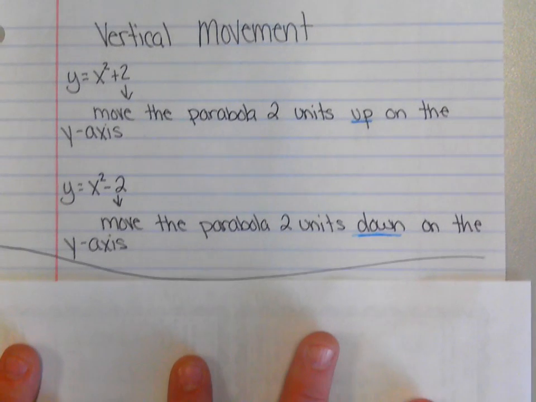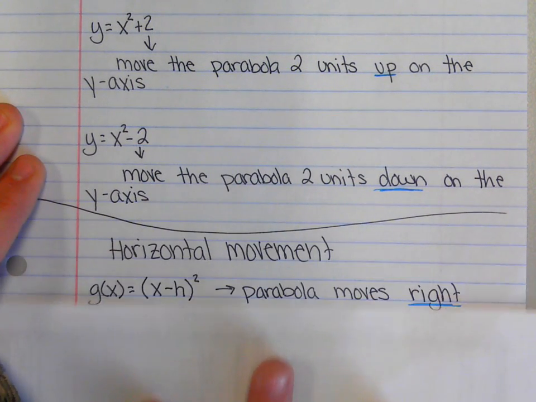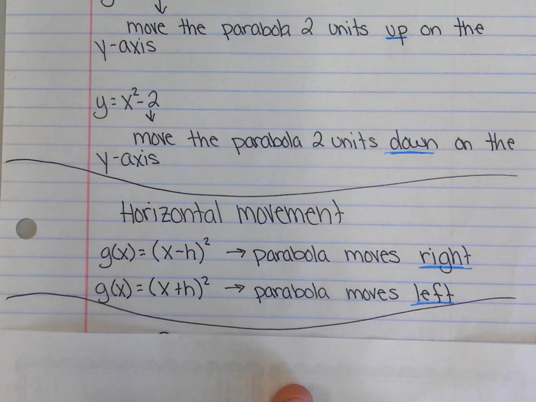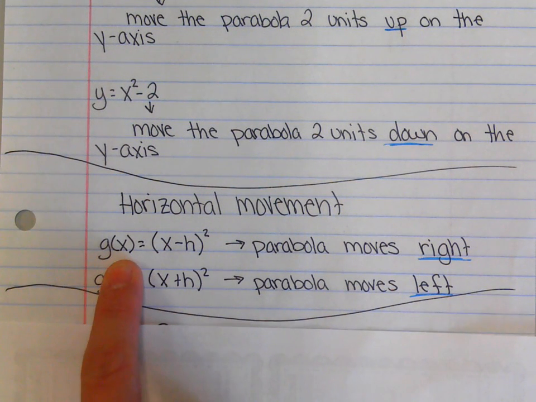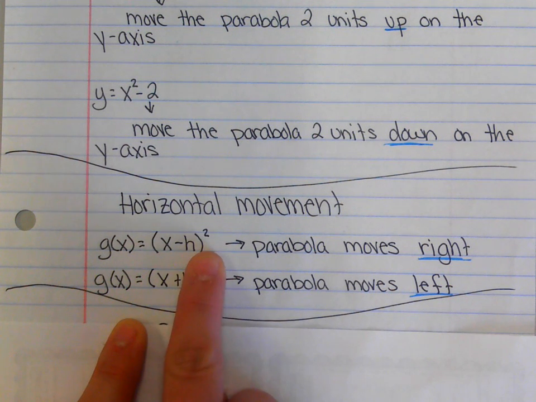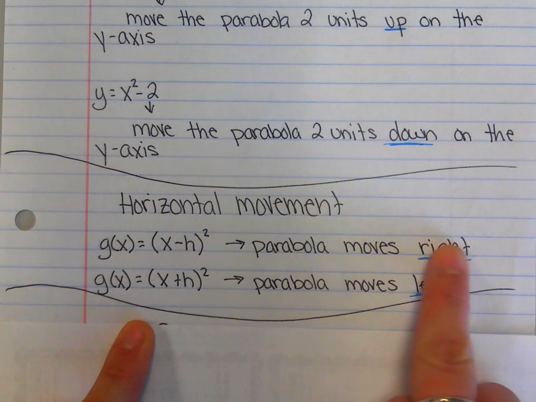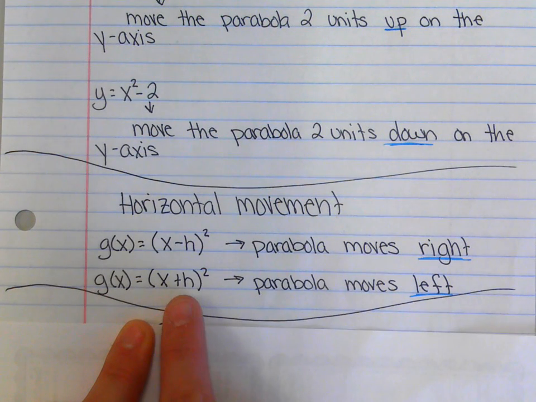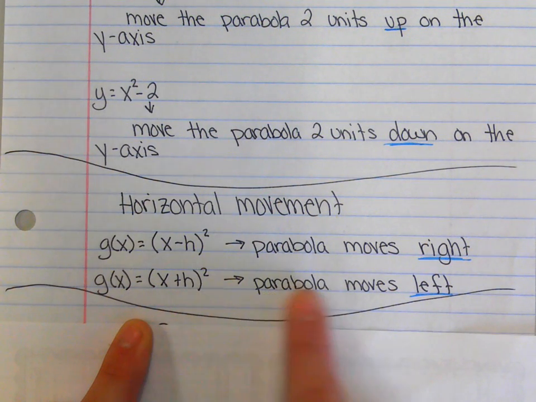Horizontal movement gets a little more complicated just because of the way we write it. G of x is just meaning, hey, it's not the original parent function. The original parent function would be f of x. So anytime we put a different letter in front of it, it just means, hey, we took the original and we changed it. So we have (x minus h) squared. H just represents some number. Anytime you have it in parentheses like this and you subtract, your parabola moves to the right. If you add a number, the parabola moves to the left.